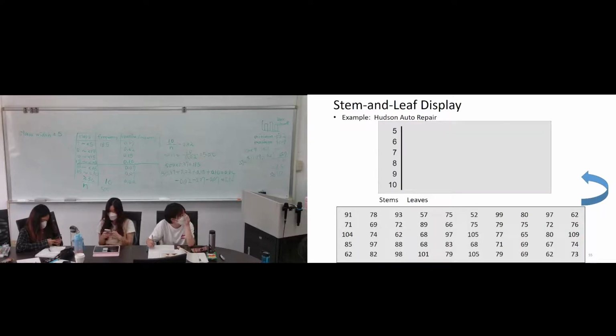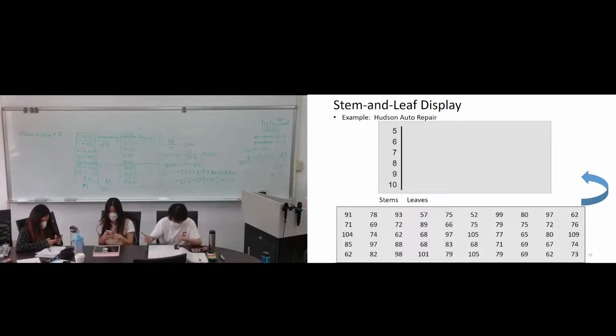Okay, so we draw the vertical line, and then we identify each of the leading digits. From 50 to 59, we'll put 5 here. From 60 to 69, 6. From 70 to 79, we'll put 7 here. From 80 to 89, we'll put 8 here. From 90 to 99, we'll put 9 here.